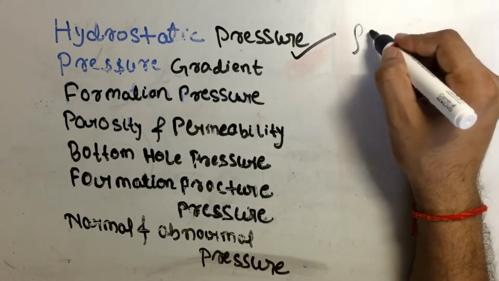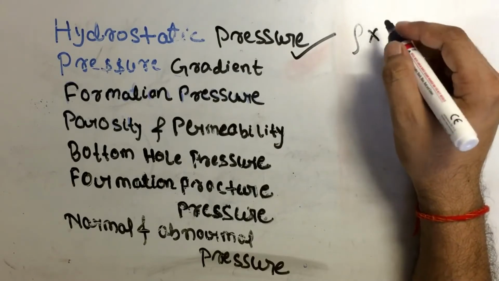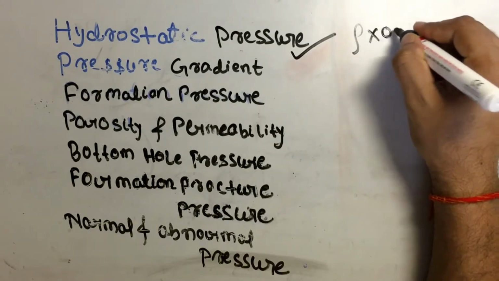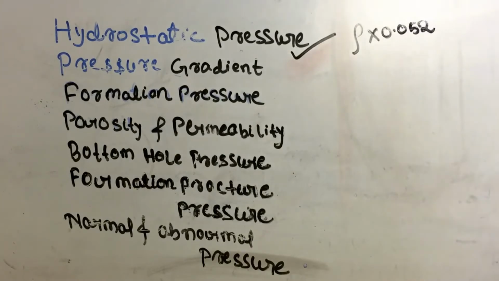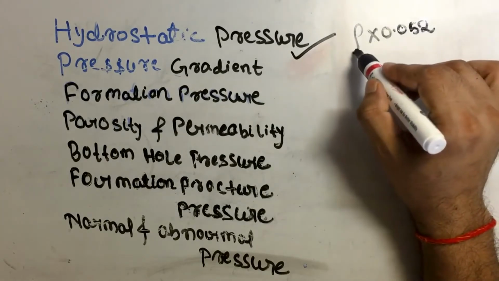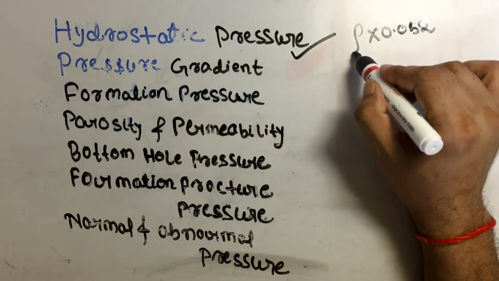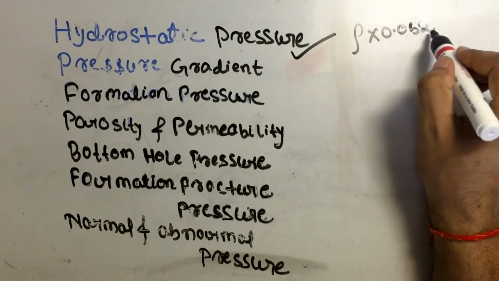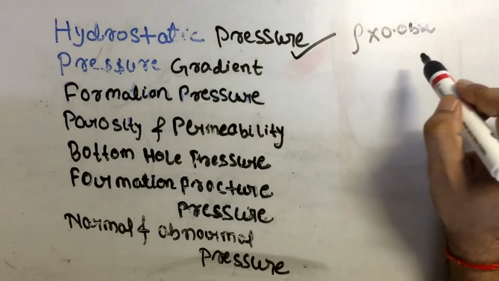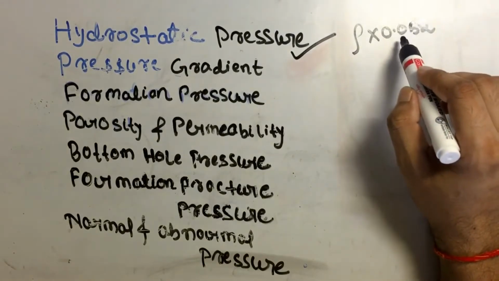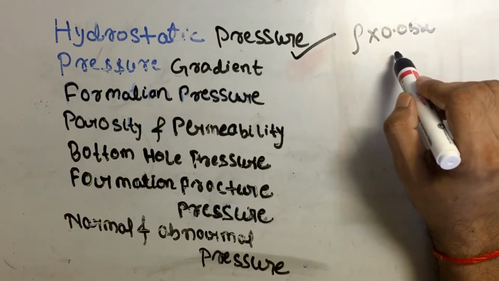This is the density of fluid or mud, and this is the constant factor 0.052. Put here the density of the fluid and multiply by 0.052, and the value that comes will be the pressure gradient or fluid gradient.